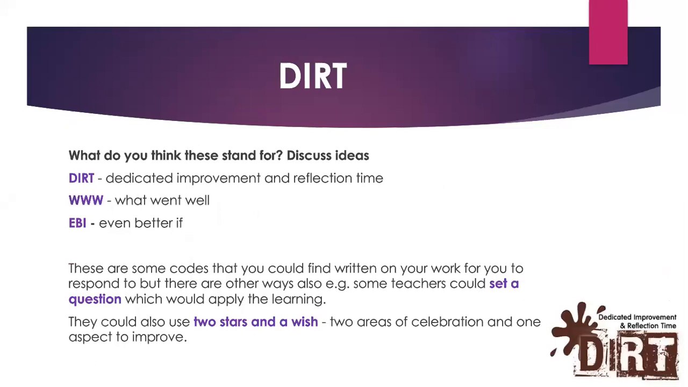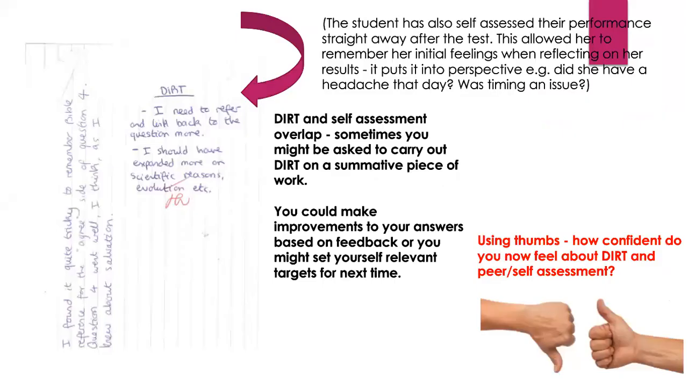Now, this can look different across the different key stages. At key stage 5, for example, it will be much more set based around mark schemes and the exam criteria, whereas with key stage 3, it might be something they're a bit more used to at primary school, such as two stars and a wish.